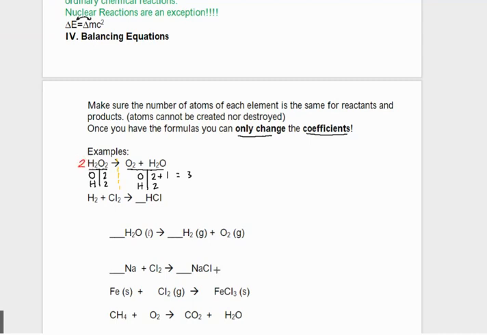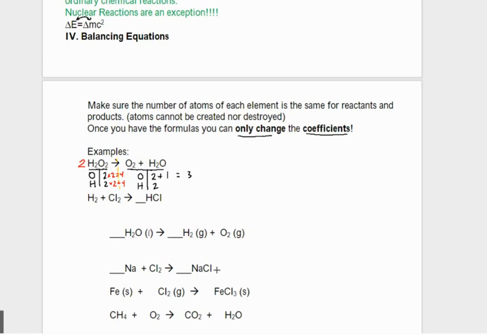If I double this whole molecule, that means this becomes multiplied by 2 and this becomes multiplied by 2. And I have 4 of each now. That's going to allow me to fix this side.